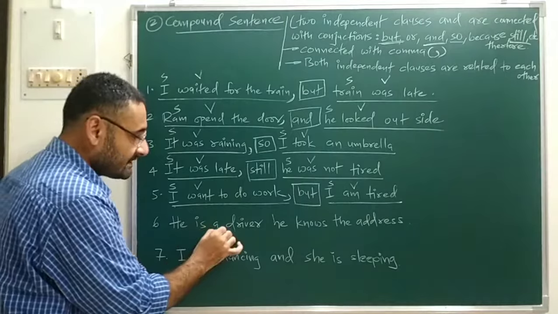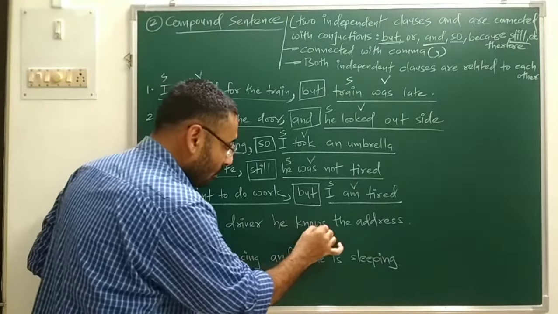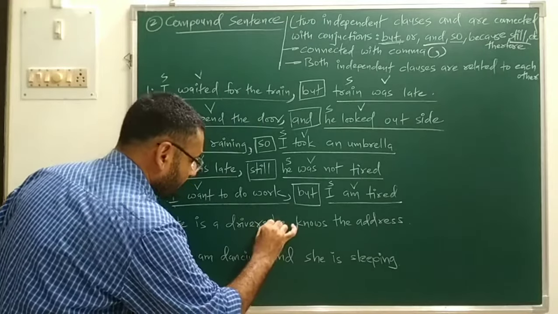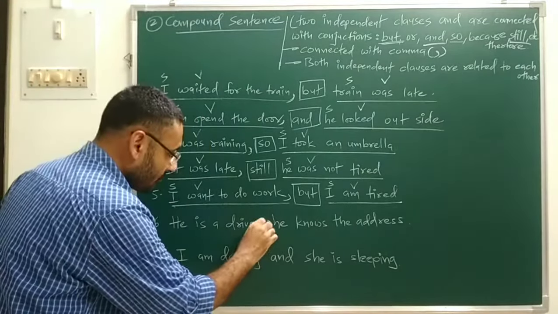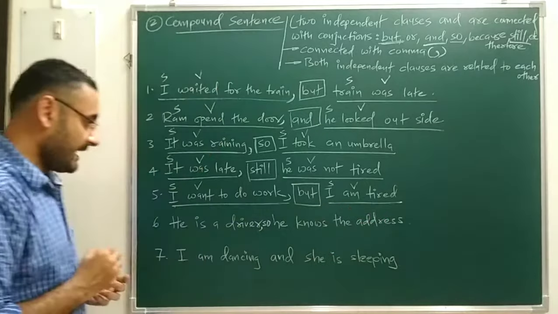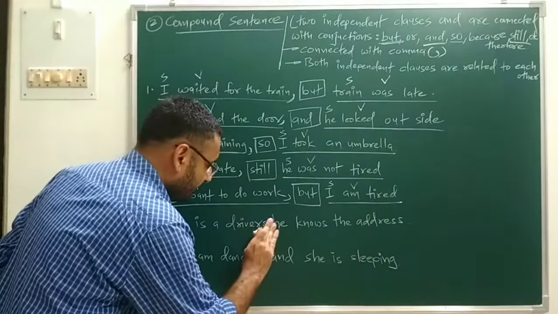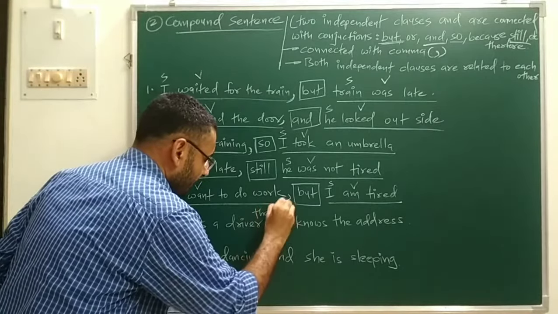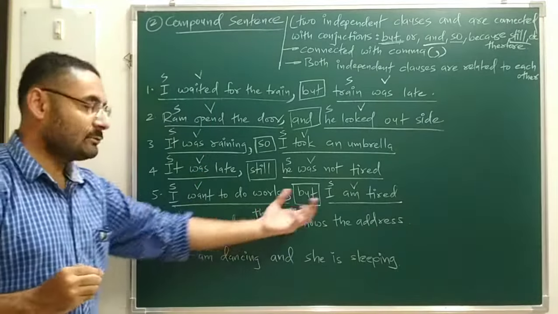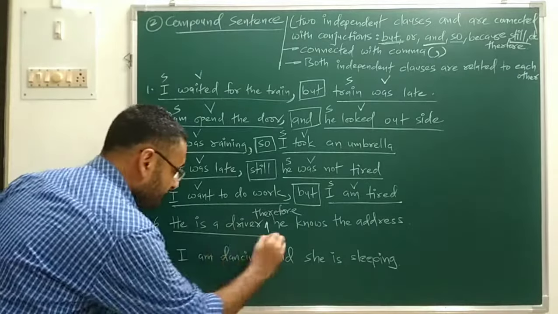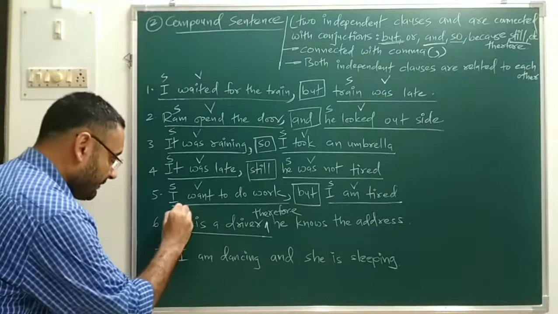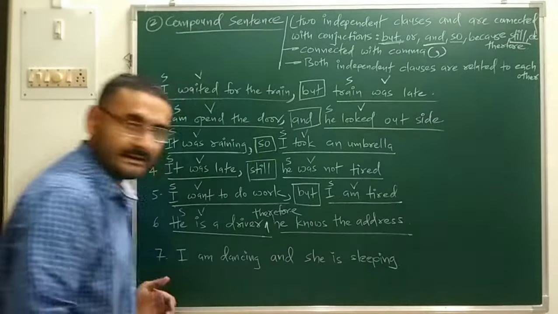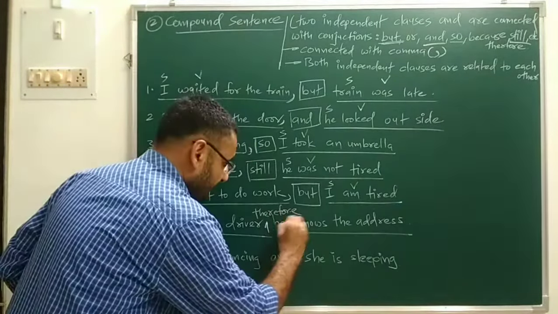Next is, he is a driver, he knows the address. Over here I missed writing so. He is a driver, so he knows the address, or instead of that you can write, he is a driver, therefore he knows the address. Again, he is a driver, complete thought is given, independent clause, that is the subject, that is the verb. Therefore he knows the address, complete information is given, that is the subject, that is the verb.